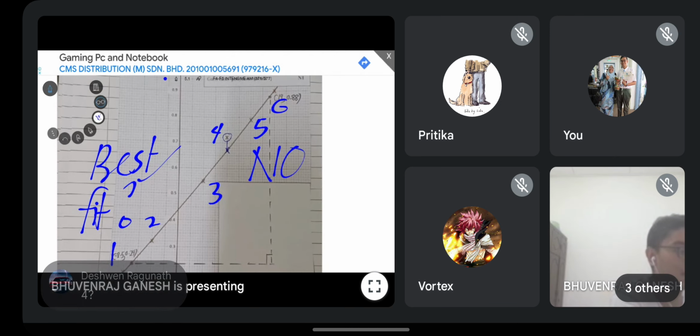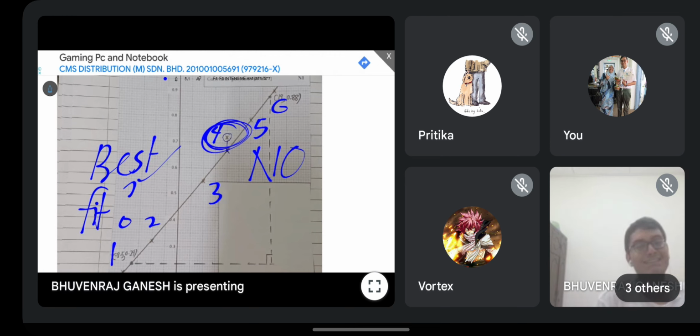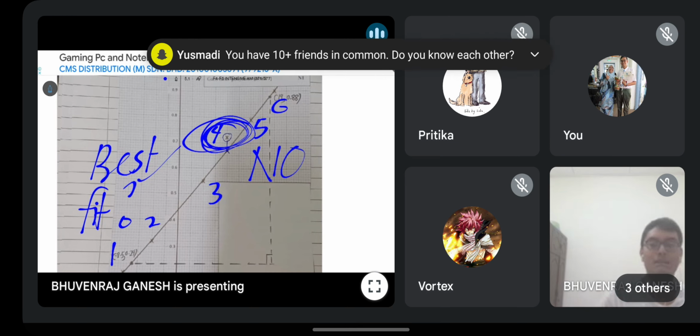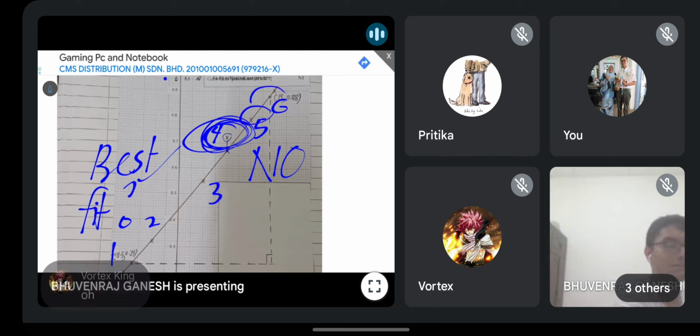Yes, correct, 4. Guys, this point is not on the line. Andy, you focusing or not? How many times have I asked already, what is the wrong value? This is the question. Okay, so this is the wrong value. Can you see? This point is not on the line. So that is called the wrong value. Can you get it? You can see all the other points are on the line. 3, 4, 5.